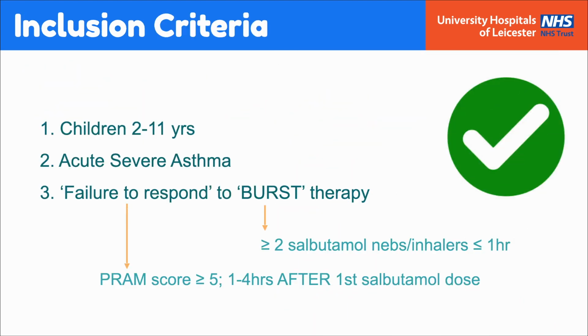the study. So just to reiterate, inclusion criteria for enrolment: children between 2 and 11 years of age with acute severe wheeze, failing to respond to burst therapy defined as at least 2 salbutamol nebs or inhalers within an hour, and a PRAM score of greater than or equal to 5, 1 to 4 hours after the first salbutamol dose.